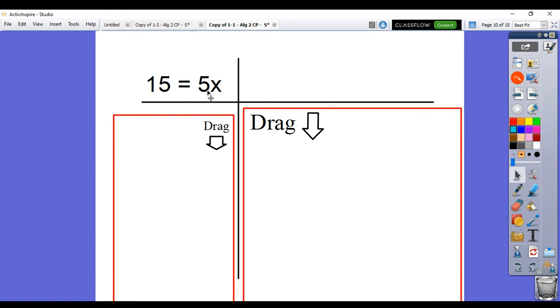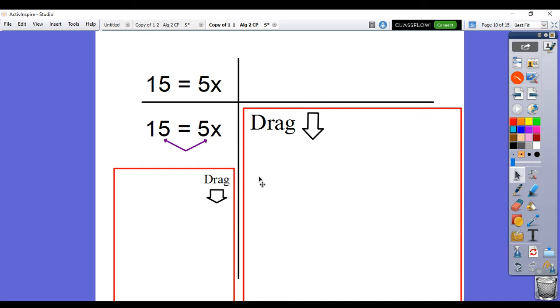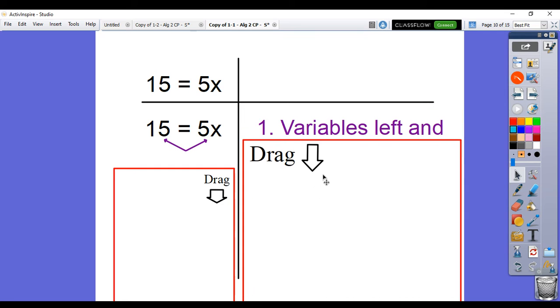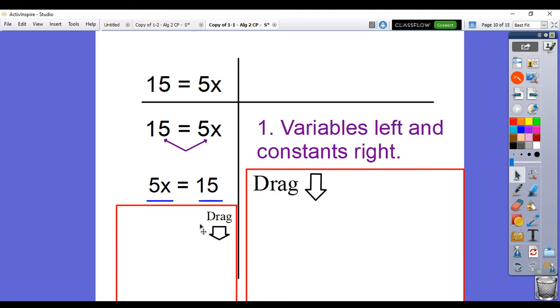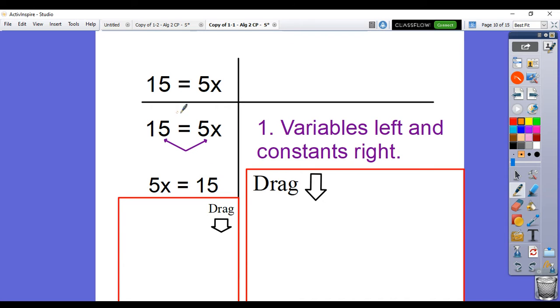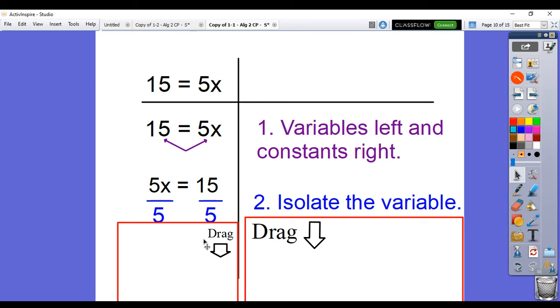So 15 equals 5x. How do you solve this one? Obviously, just divide it by 5. I'm going to divide by 5 here. Okay, so variables on the left and constant on the right. Okay, that's the given basically. Oh, you can swap them. You can move the 5x to the other side, the 15 to the other side, and it didn't change anything of the sign. You can keep it that way. That's okay. And then by isolating the variable, you just have to divide by 5 and 5.